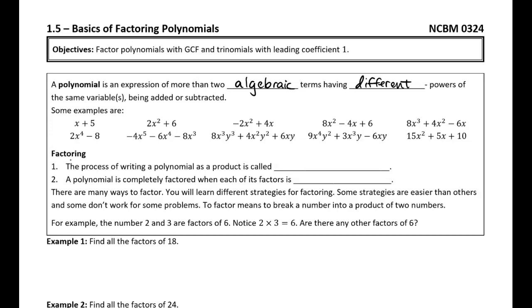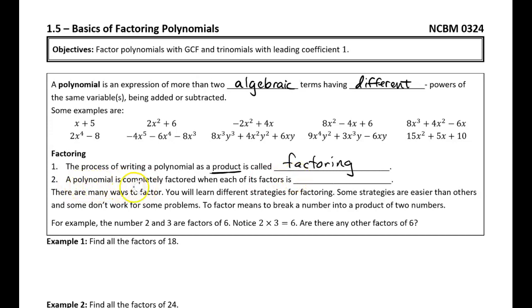So what is factoring? Well, we're going to describe that as the process of writing a polynomial as a product. And we're going to call this factoring. And if you're familiar with factoring, you know that there are a lot of different ways of factoring. And in this section, we're going to look at the very basic ways. You'll see additional methods later on in the course. But not all polynomials are able to be factored.